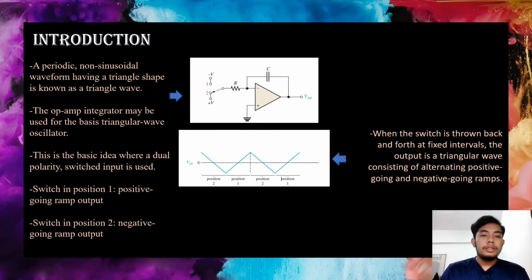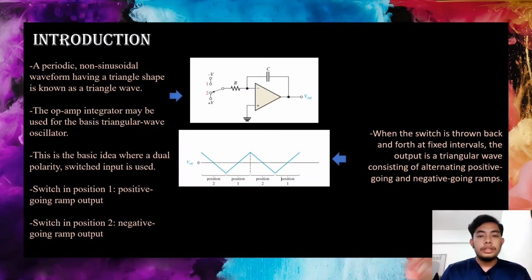The op-amp integrator may be used for the basic triangular wave oscillator. The basic idea is illustrated below, where a dual polarity switch input is used. We use the switch only to introduce the concept. It is not a particular method to implement the circuit.